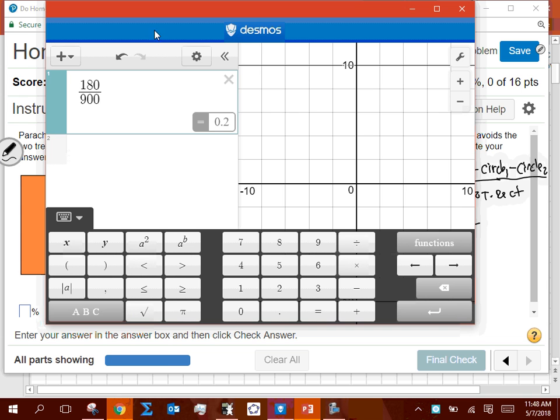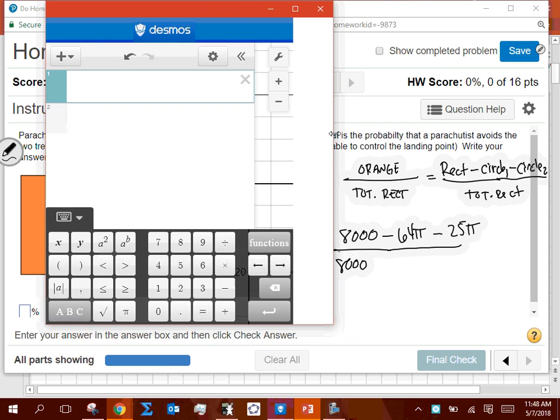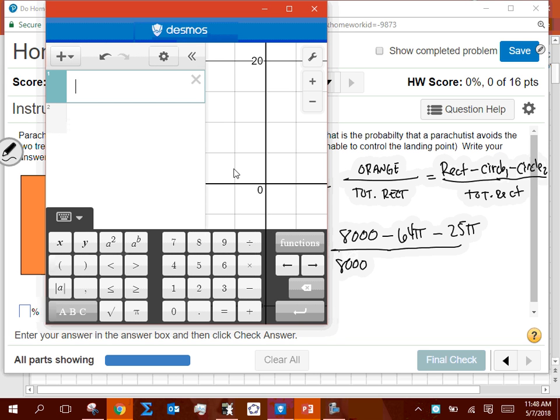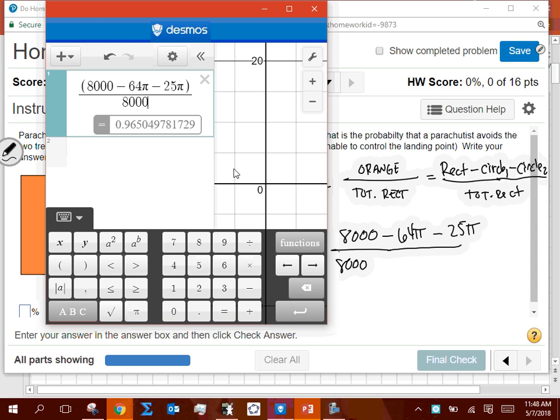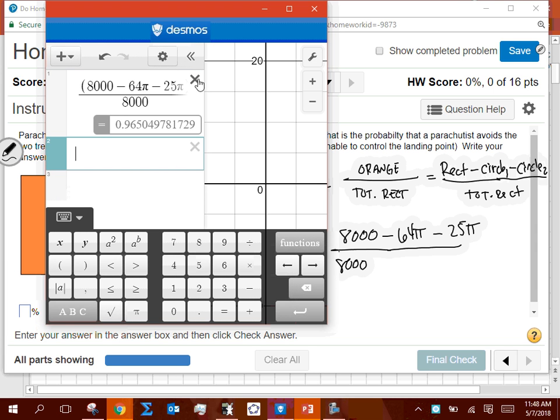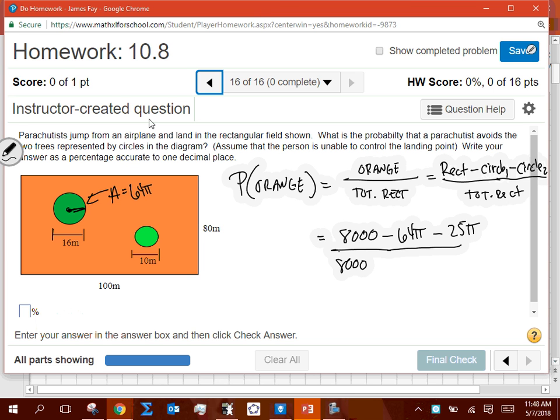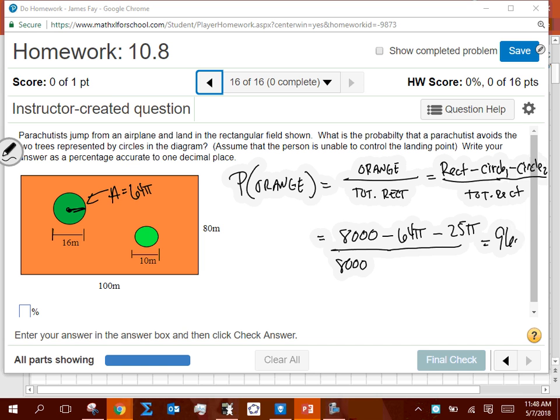let's see here. So we're going to go 8,000 minus 64 pi minus 25 pi, and all of that's going to be divided by 8,000. Okay, so I have, let's say, around 1 decimal place, 96.5% chance of missing the trees, right? 96.5%. That's one way of doing it.